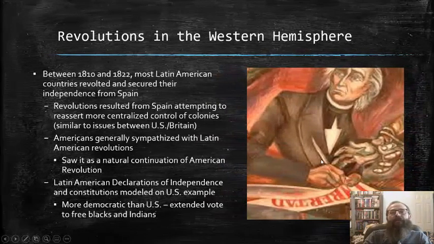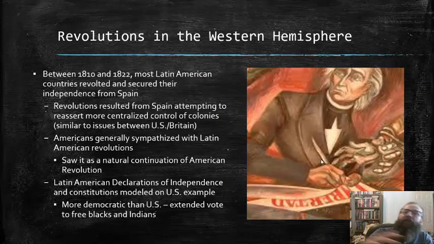In the early 19th century, the tide of revolutions that began in the United States spread across the Atlantic to France and then spread back across the Atlantic to Haiti, and emerged in Latin America as well. Between 1810 and 1822, most Latin American countries revolted and secured their independence from Spain. These revolutions resulted from Spanish attempts to reassert more centralized control of the colonies, very similar to issues that initiated the struggle between the United States and Britain.